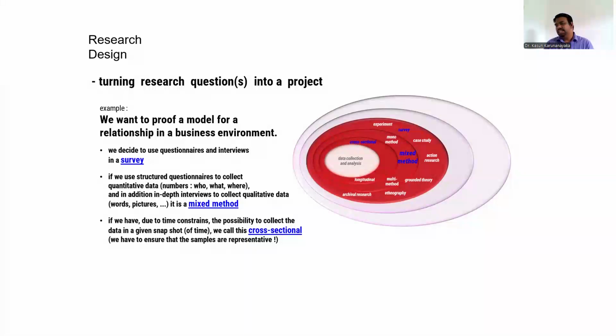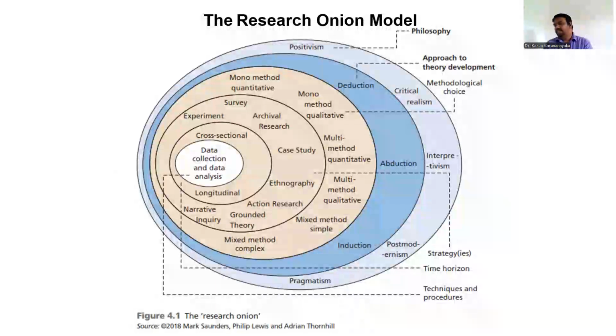Another example: assume you think you will conduct a survey, but you need to collect both quantitative data as well as qualitative data to study that. So then you select the mixed method approach. And you do not have enough time, therefore you collect both quantitative and qualitative data using a cross-sectional time horizon. This combined becomes your research design.